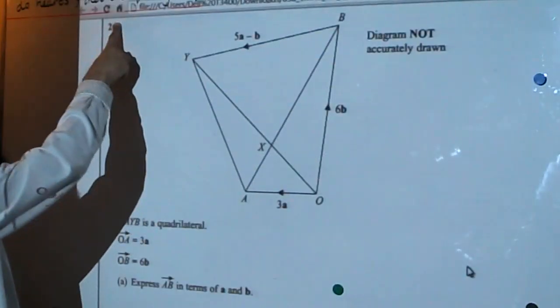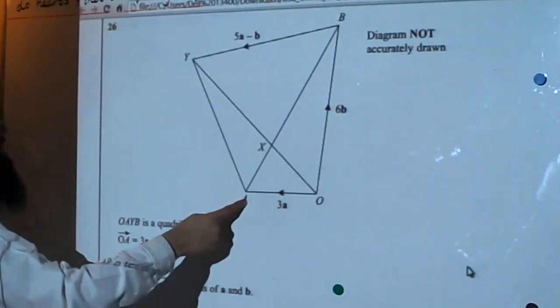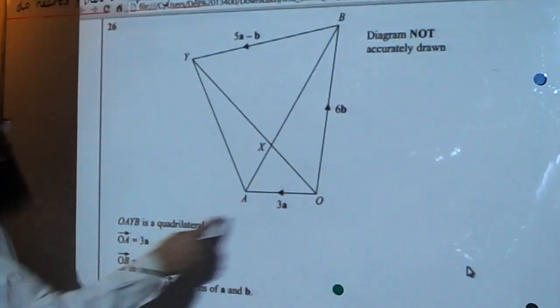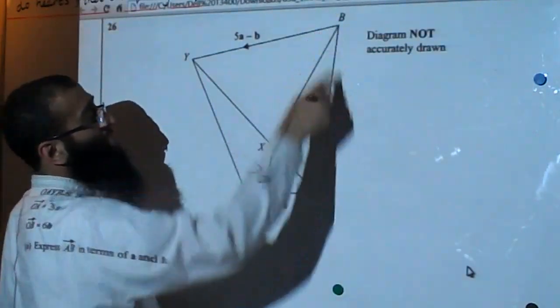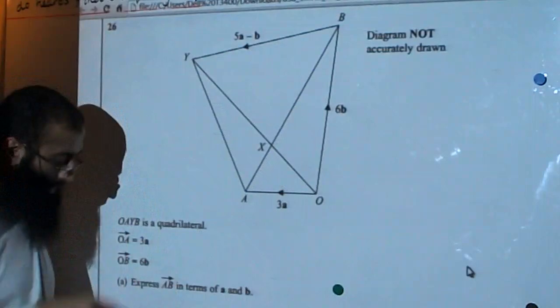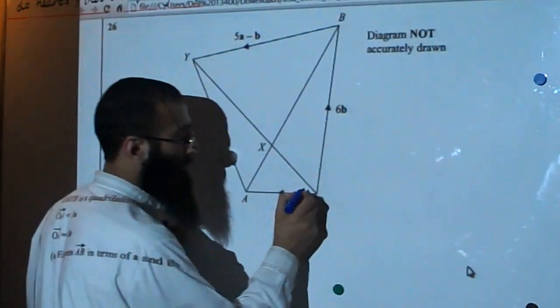Question number 26. Question 26. It says OAYB is a quadrilateral. O to A is the vector 3a. O to B is represented by the vector 6b. Express A to B in terms of a and b. Okay, I'm just going to go over these vectors in purple.